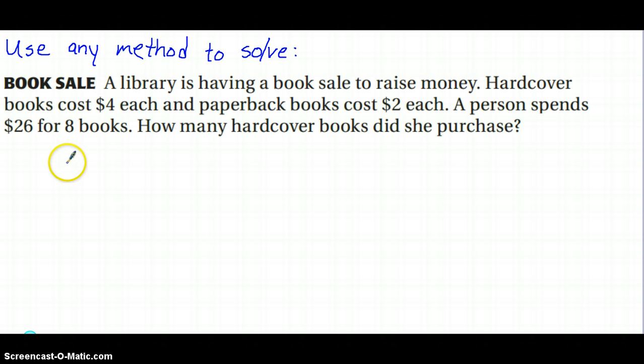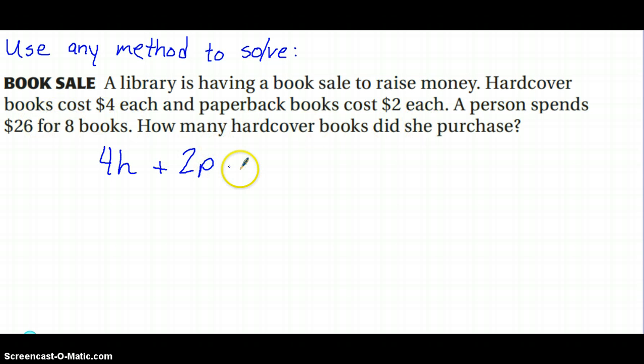So, if you're going to use H for hardcover and P for paperback, that's cool. You can go ahead and do that. What you need to know is that you should define your variables for H and P, or you can use X and Y and define them that way. But if you know that hardcovers cost $4 each, you should start off with a 4H or 4X. And you know that over here, if the paperbacks are $2 each, you're going to use a 2P or 2Y.